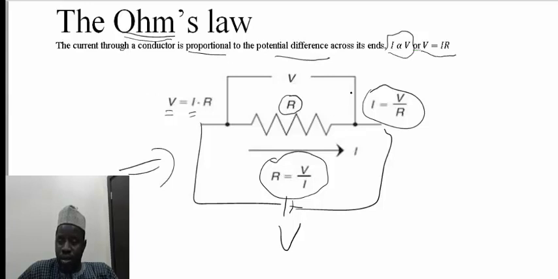Any conductor that obeys this equation is normally called an ohmic conductor. There are some conductors that don't obey this kind of equation, and we call them non-ohmic conductors. Okay, there are some conductors for which the relation between voltage and current is not this equation.